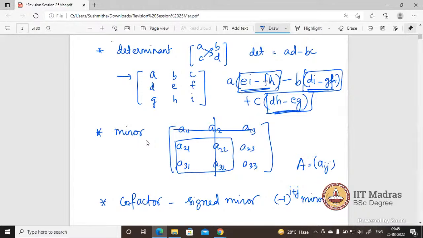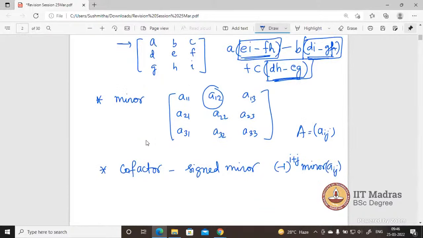So what is the cofactor of A11? It's the minor itself. What is the cofactor of A12? Negative of the minor. Negative of the determinant. Why? You understood the minor of A12, right? How to find the minor of A12? You remove this row, this column, whatever is remaining, the 2 cross 2 matrix, take the determinant of that.